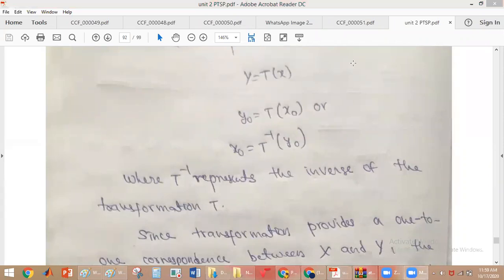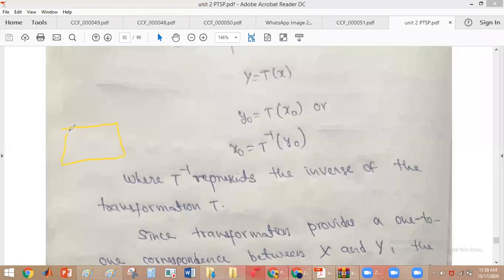Just now in the previous class we discussed that if T is the transformation that converts x into y, we give x as the input and get y as the output. So x is converted to y using transformation T. Now we are using the transformation T inverse. What will it do? It will convert y to x. You give y as the input and we get x as the output. This is called the inverse transformation: we give the output and get the input.